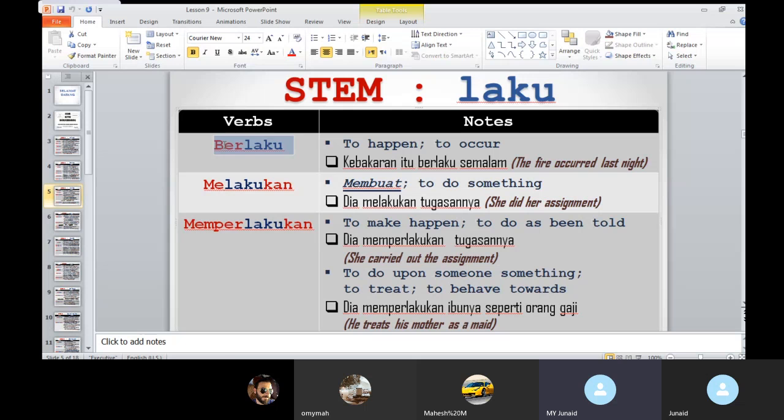In spoken Malay, we use the same form, berlaku. When you want to ask someone when the accident happened, you say bila berlaku kemalangan itu. Berlaku, to happen. Melakukan is to make something happen. In what sense? To do something. So melakukan, to do something. Dia melakukan tugasannya. He did her assignment. So to make something happen, in this sense, making her assignment happen. So dia melakukan, to do something.